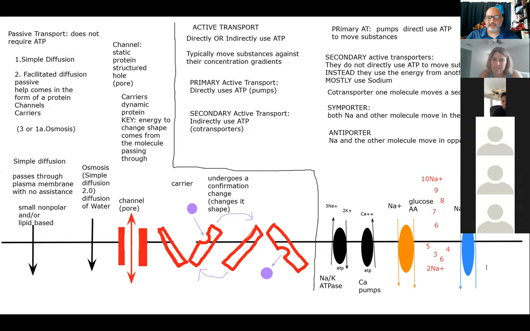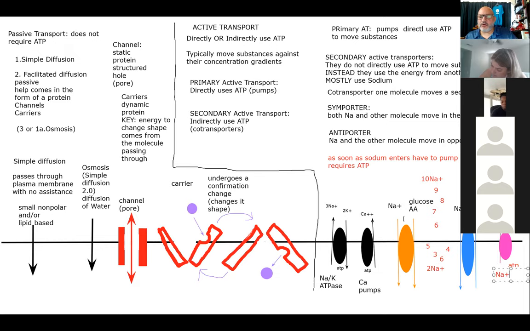Kick it out. Absolutely. As soon as that sodium comes in, I have to pump it out. And of course, if I'm going to pump it out, what is that going to require? ATP. Right. And that requires ATP. So I'm going to need some type of pump that is going to be able to use ATP to be able to kick that sodium back out when it comes in so that I can get it to keep doing work for me.